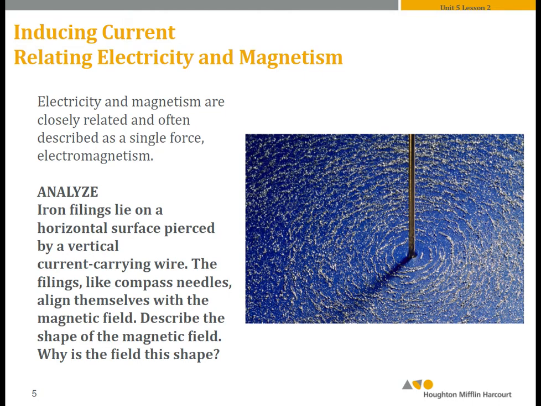Well, the shape is that it's a bunch of circles, what we would call concentric circles. Each one is wider than the previous one. So it's circles in circles in circles around that wire.